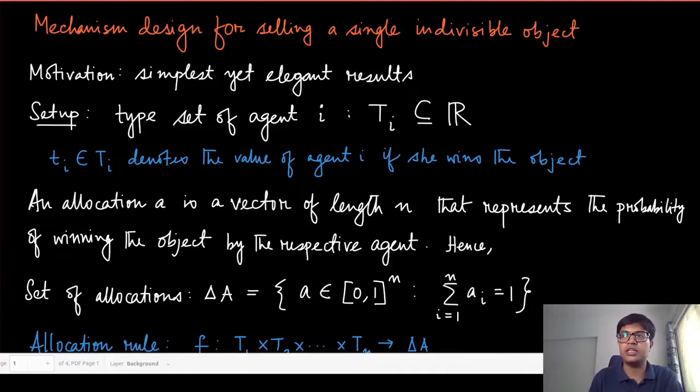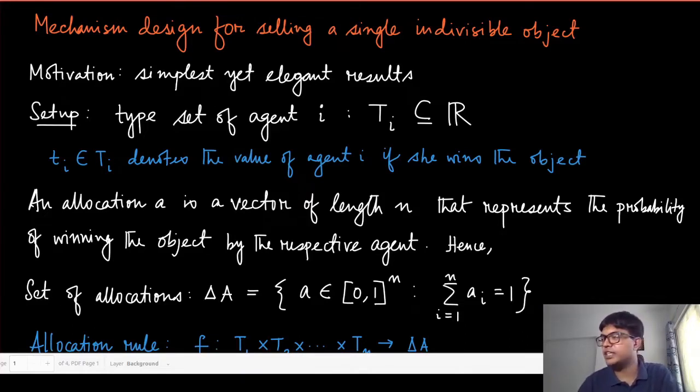indivisible object. Now the reason is that we get a very rich set of elegant results in this simple setting, and we can actually go beyond the limits of deterministic mechanisms, and we'll look at some randomized mechanisms as well. So in this domain, the setup is the following.